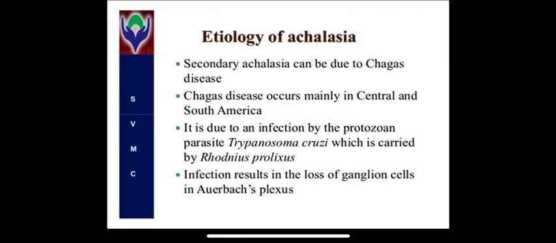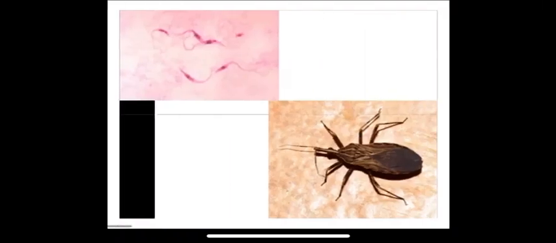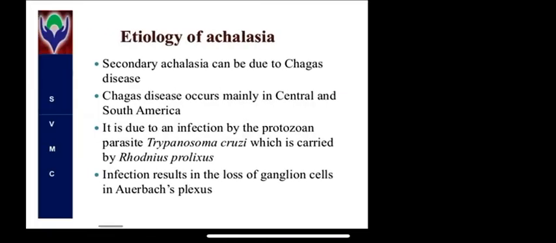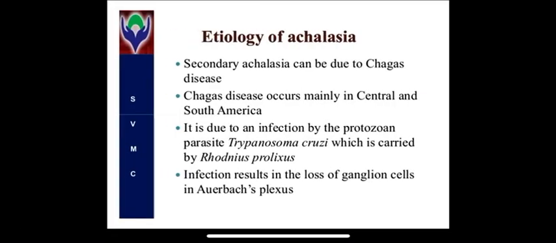Secondary Achalasia can be due to Chagas disease. Chagas disease occurs mainly in Central and South America. It is due to an infection by the protozoan parasite Trypanosoma cruzi, which is carried by Rhodnius prolixus. Infection results in the loss of the ganglions in the Auerbach's plexus or the myenteric plexus. This is the bug that carries the Trypanosoma cruzi.